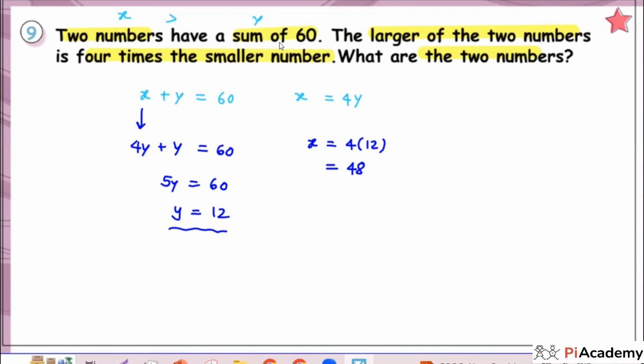So if I'm equating x and y, then how I can equate them? Please keep mute, your sound is echoing. Khushi, please mute yourself. Please keep mute.